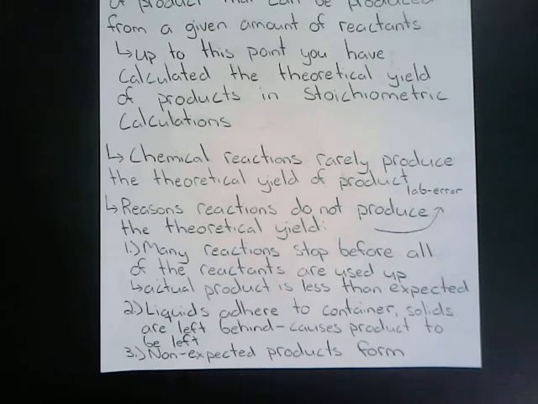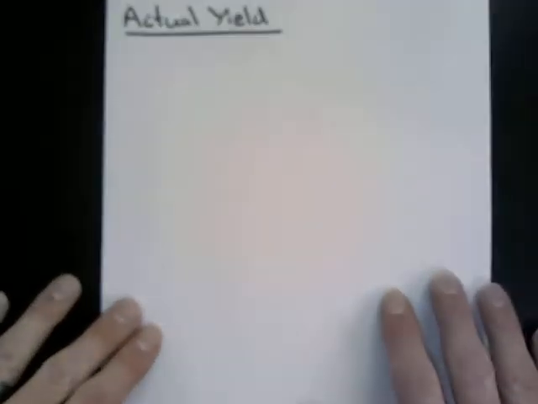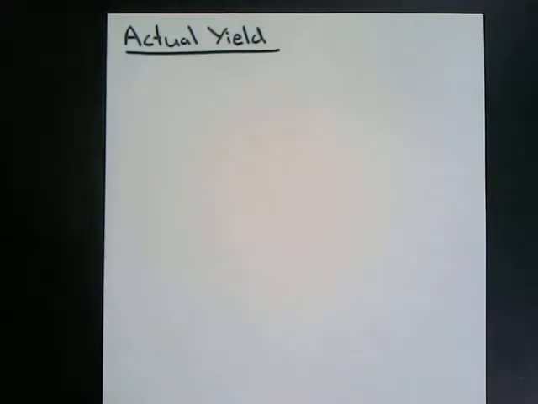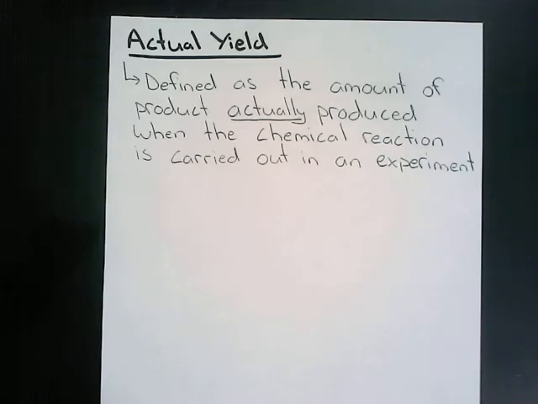Now, I've thrown out some other terms here while I was explaining this, and that other term is the actual yield. So the actual yield is defined as the amount of product actually produced when the chemical reaction is carried out in an experiment. Now, in the lab, a chemist is going to determine the actual yield of a reaction through careful experiments in which the mass of the product is measured.